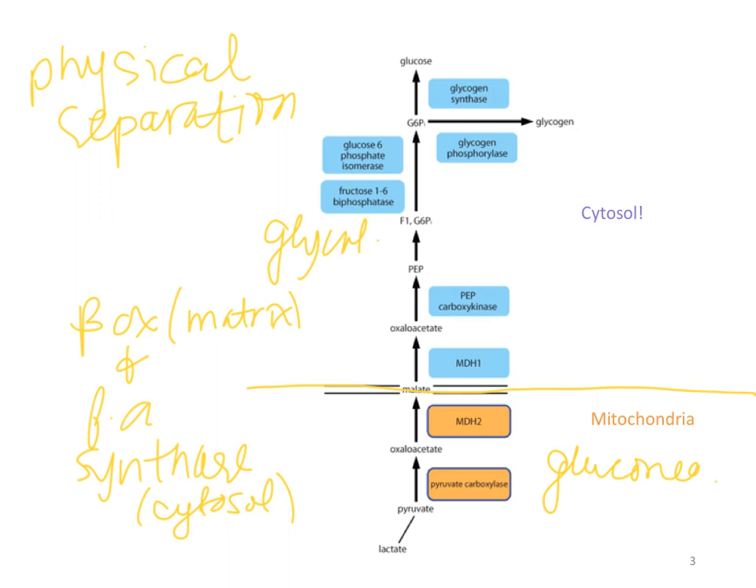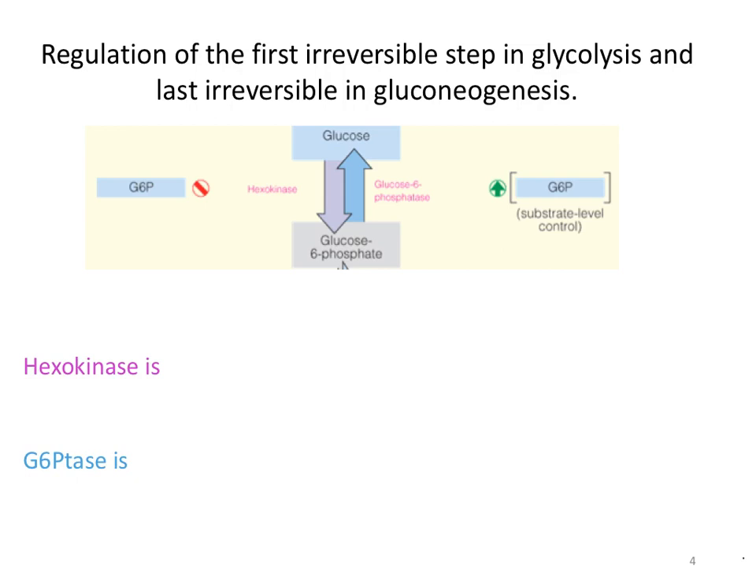Okay, so the first irreversible step. I looked through these slides and they didn't look pixelated before I uploaded them, but they're a little pixelated now. But I think you can still see them. When we look at some of these diagrams, they usually show both pathways at the same time. What you're seeing on the left going down is glycolysis, and on the right going up is gluconeogenesis. The first irreversible step in glycolysis is hexokinase, and the last irreversible step in gluconeogenesis is glucose 6-phosphatase.